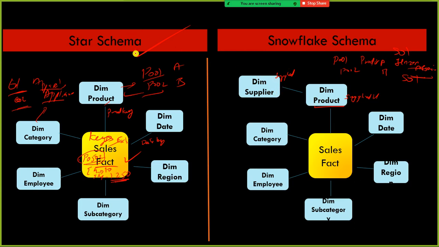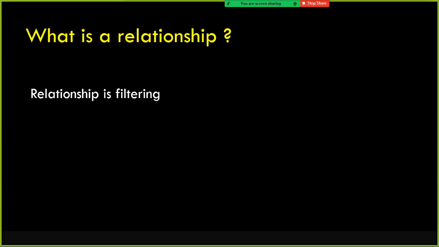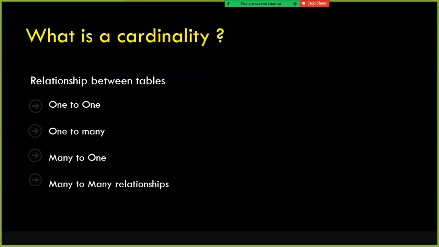Okay, but in simple terms, star schema is the one recommended model by most of the experts, right? They recommend star schema only. Next, we will see what is a relationship. When it comes to Power BI, relationship is filtering. Okay, filtering. What do you mean by filtering?